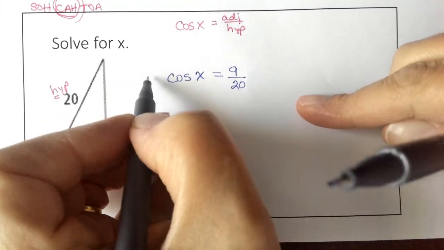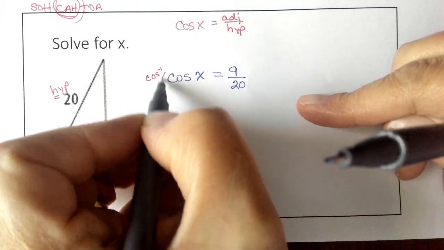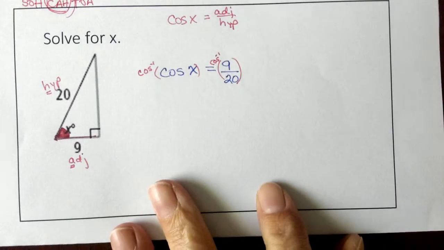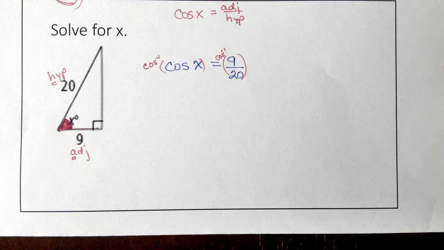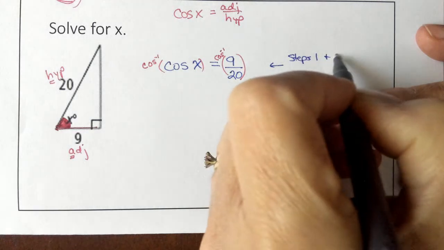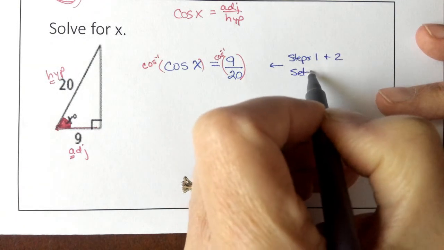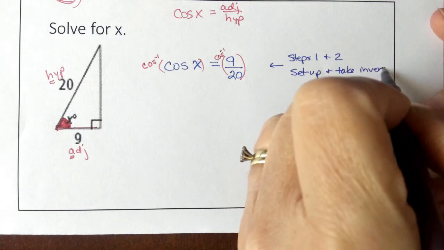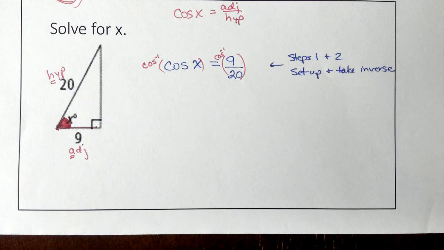So on the left, I'm going to take the inverse cosine. On the right, I'm going to take the inverse cosine. So we're just going to squeeze it in there so that I don't have to recopy the whole thing. So we're kind of crunching two steps together. So this is steps 1 and 2, which is the setup and take the inverse. And that's going to save us some work. That means it becomes a two-step problem, setting it up and putting it in the calculator, as far as how many steps you have to write down.